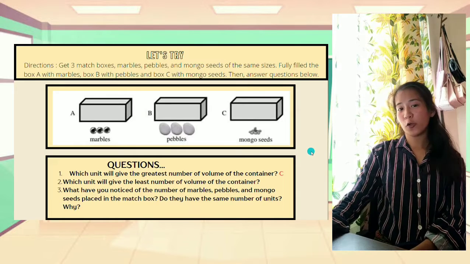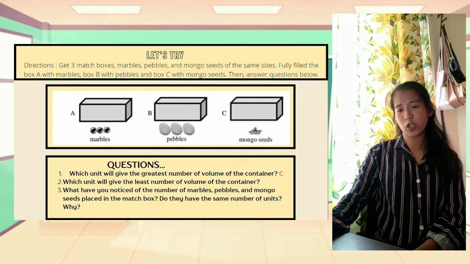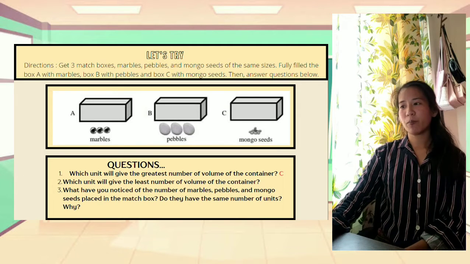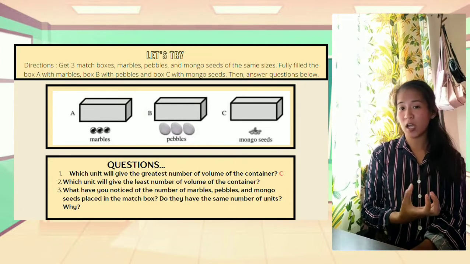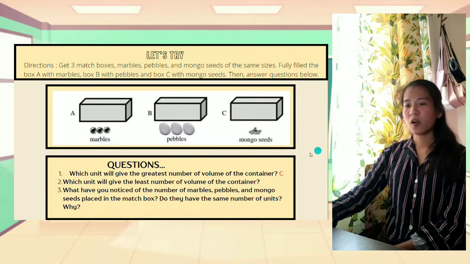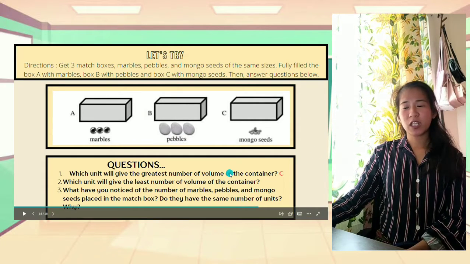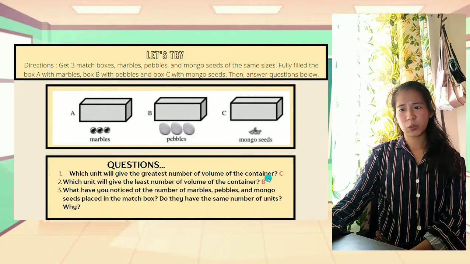When you put the seeds in the container and you want to fill the box with mango seeds, of course, the more, they are many, because they are small. Okay, which unit will give the lesser number of volume of the container? So the answer would be B, the pebbles, class.